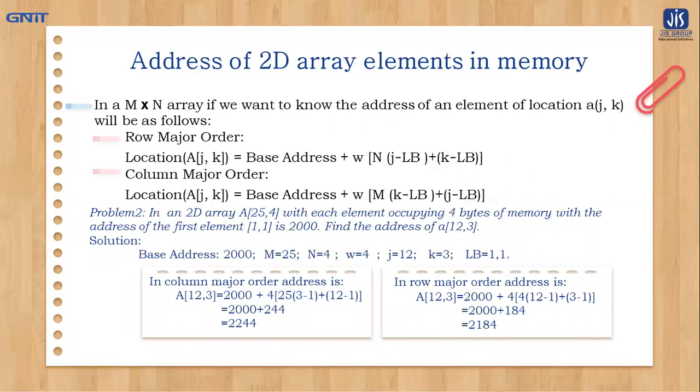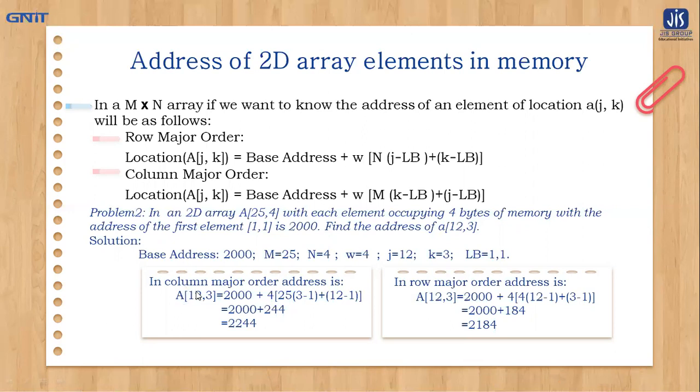Here we will solve one problem. In a 2D array A25-4, which is an m cross n matrix, the value of m is 25, value of n is 4, with each element occupying 4 bytes of memory, meaning the weightage is 4, with the address of the first element 1, 1. Here you can see the lower bound value is 1, 1. For row it is 1, for column it is 1. The base address is 200. Okay, so find the address of 12, 3. Find the address of 12, 3, meaning we need to find out the address of the element stored in location 12, 3, where the index value starts with 1, 1.